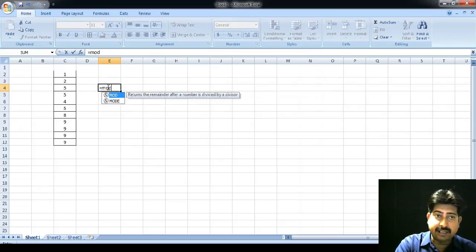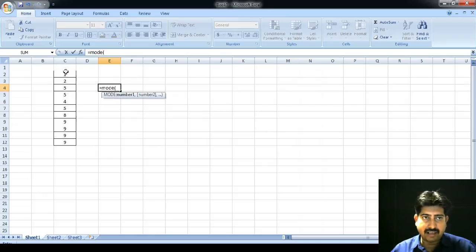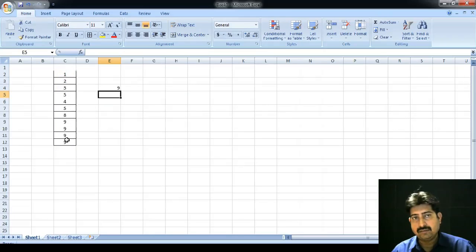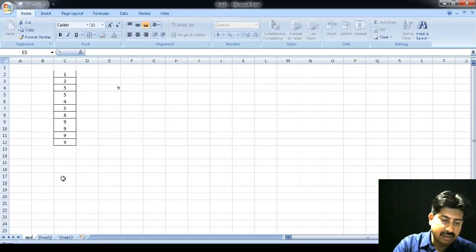MOD and DE, mode, and then select these marks 1 to 9 and close, and you will get 9. That's all. So this is the answer. So I hope you understand how to find the mode in one shot. Clear?